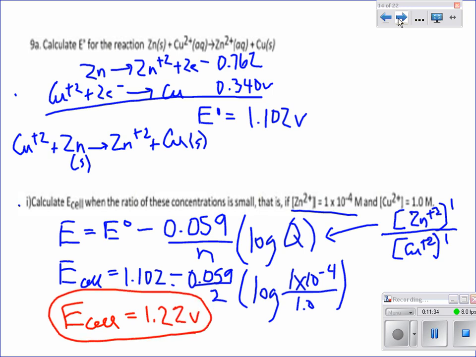Not a huge change, but this would be a really common thing in industry. They use it if they wanted to figure out how to produce more voltage in their plating process or something like that. They could say, oh, I'm just going to change the concentration of the zinc, or I'm going to make more copper or something like that.